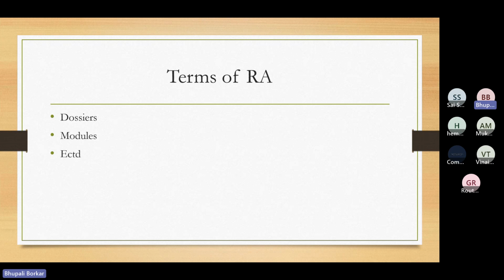First module is administrative, where all your cover letters, your application forms, additional data, all these things go in Module 1, including your SPCs, your labeling, the text which is put on the cartons, then your labels. All this comes under Module 1. Second, we have Module 2, which mostly includes your quality summaries.